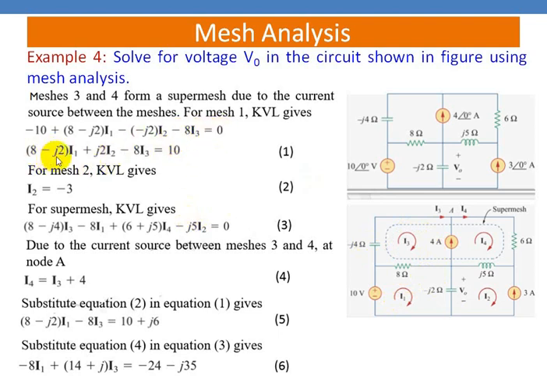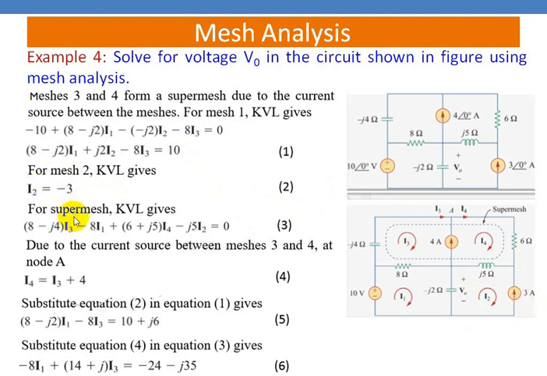Now you separate I1, I2 and I3 terms. This is one equation. So also you can write that in the second mesh, I2 equal to minus 3, because here in the second mesh one branch is having 3 ampere and this current I2's direction is opposite to this current source direction. Therefore I2 can be written as minus 3 ampere. So that is written here.